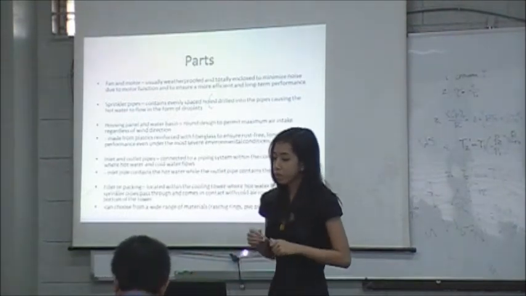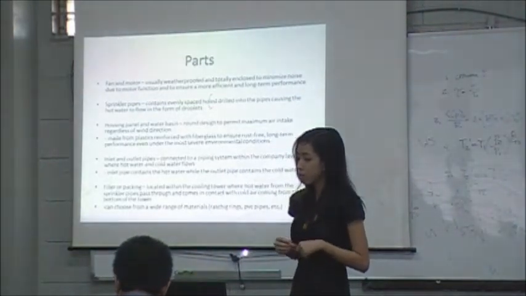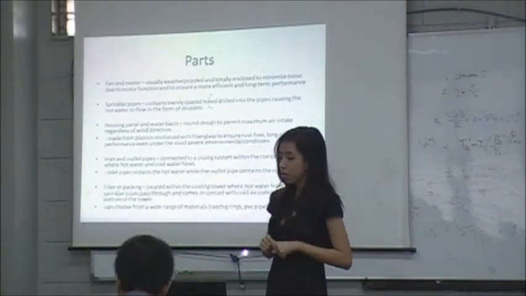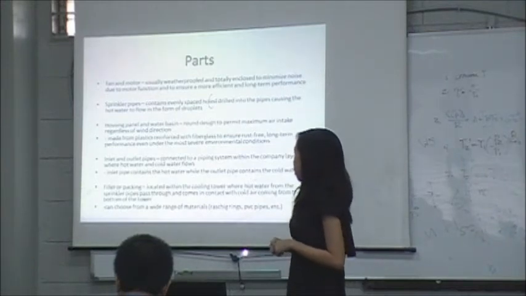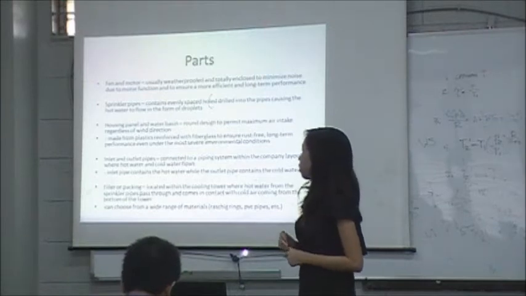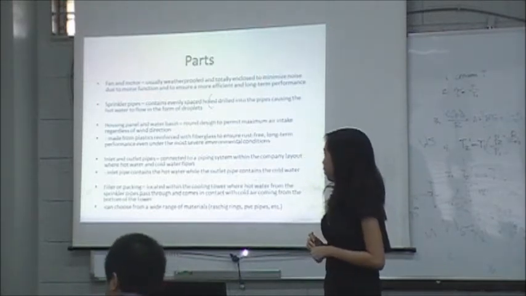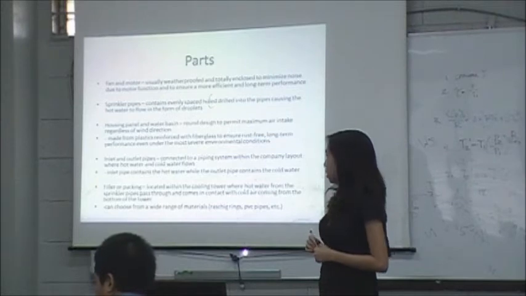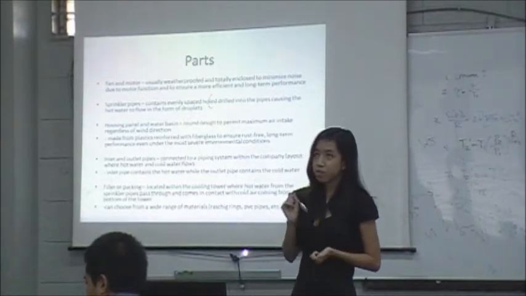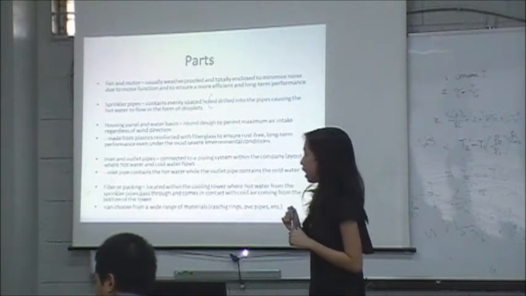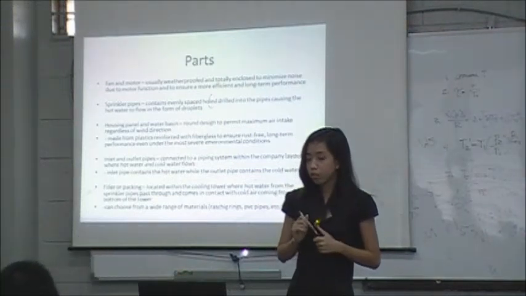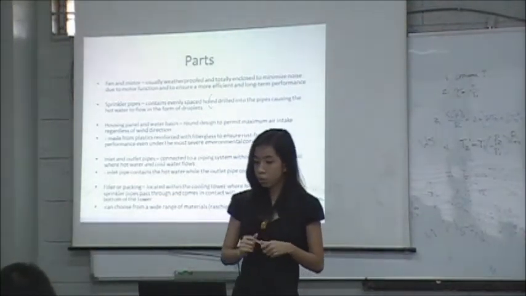The sprinkler pipes contain evenly spaced holes to distribute the water, causing the hot water to flow in the form of droplets. The housing and water basin is open around the sides to permit maximum air intake regardless of wind direction. And these are made of plastics reinforced with fiberglass to ensure rust-free and longer performance. The inlet and outlet pipes are connected in the piping system of the pump and the layout. And the inlet contains the hot water and the outlet pipe contains the cold water.